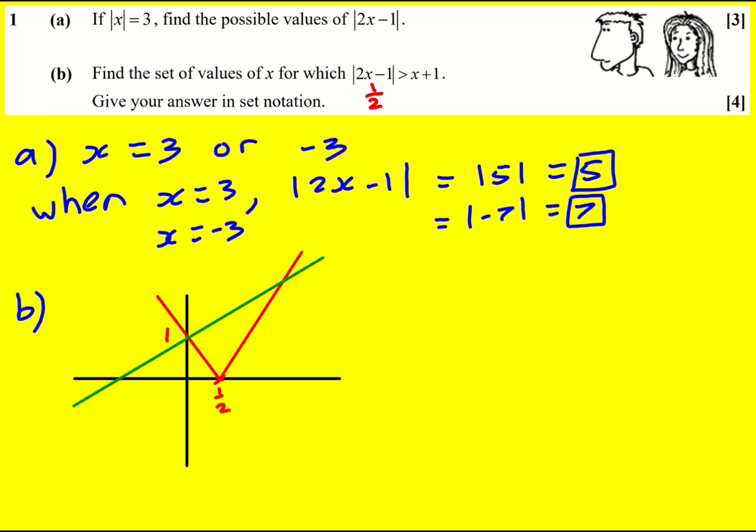So where is the modulus of 2x minus 1 greater than x plus 1? It's going to be here and here. So I just need to find the intersection regions. Well, I've actually already found one of them, so I just have to find the other one. So when x is greater than a half, I can just ignore the inequality for the time being and find out where they cross. So when x is greater than a half, the modulus isn't going to be doing anything. I'm actually going to be finding this region here. So I'm going to get that 2x minus 1 is equal to x plus 1, and therefore x is equal to 2.